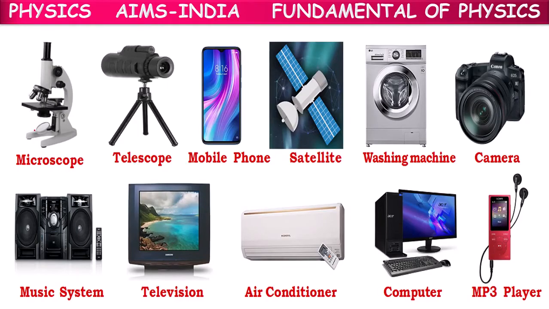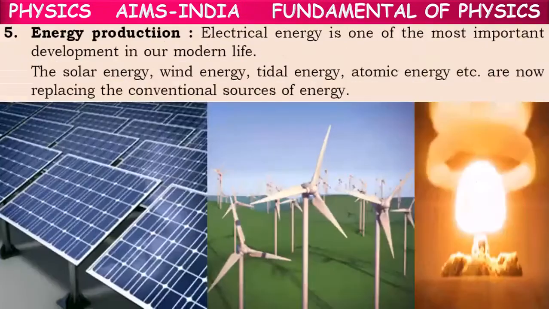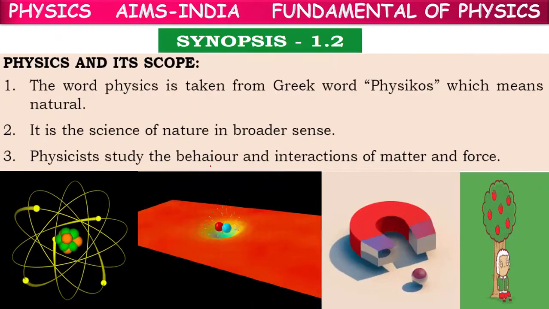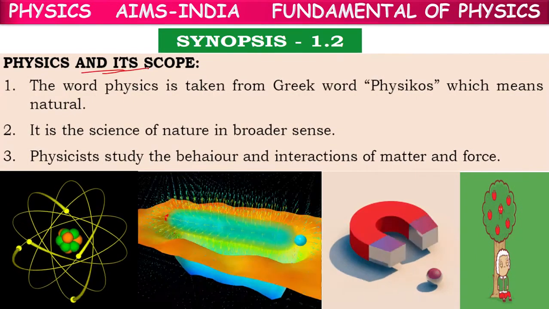So these are microscope, telescope, mobile phone, satellite, washing machine, camera, music system, television, air conditioner, computer, MP3 player. These are all the inventions of science, especially physics, which make our life comfortable, enjoyable, like that. Okay, children, what have we learned today? So we learned about physics and its scope, children.